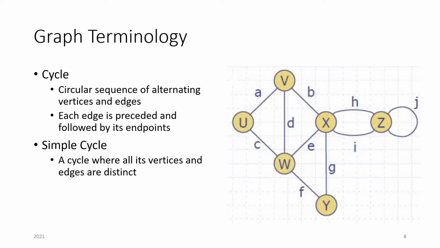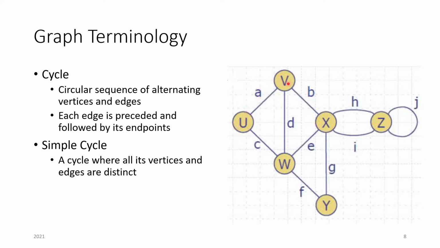So yeah, cycles are basically how you can go back to a particular node. A simple cycle would be that you have distinct vertices and edges except for your start point regardless. So U A V A U will not be a simple cycle because edge A here repeats itself.